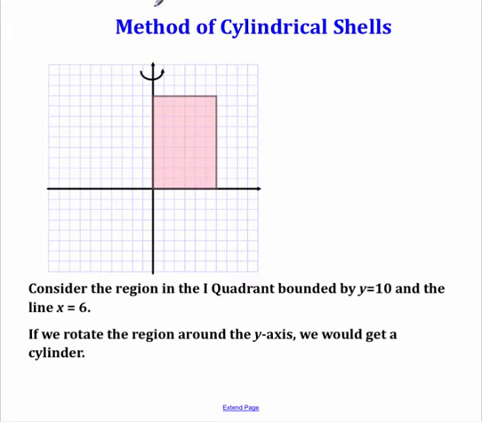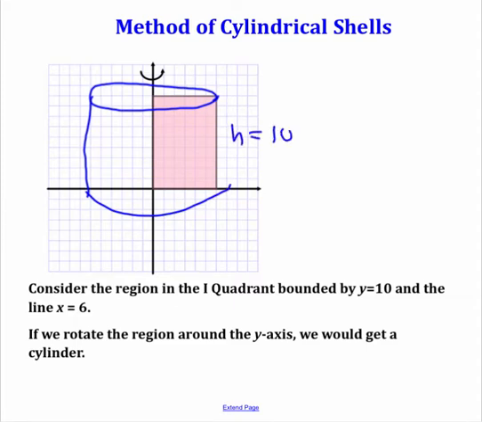So we're going to take a look at something very simple. We're going to take a look at a rectangle, which is basically the region bounded by y equals 10, which is the horizontal line, x equals 6, and it's in the first quadrant. So if we rotate it around the y-axis, we basically end up with a cylinder like this. It would have the height of 10, because it's going to go up to y equals 10, and then our radius is going to be 6.